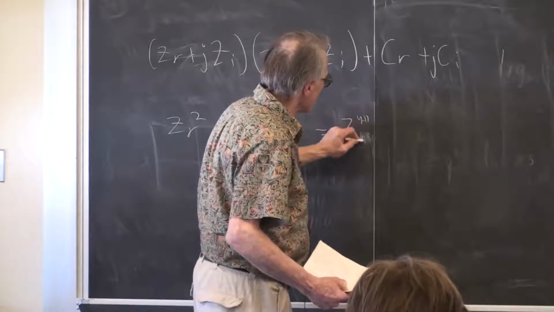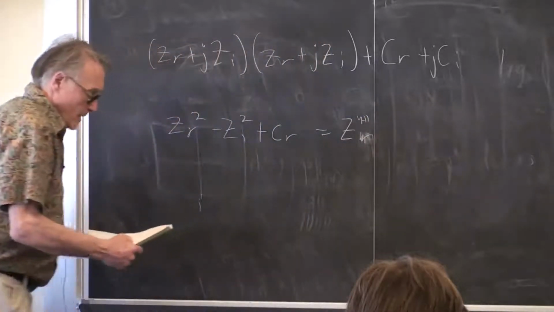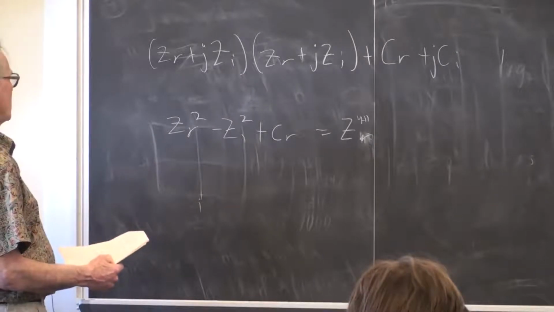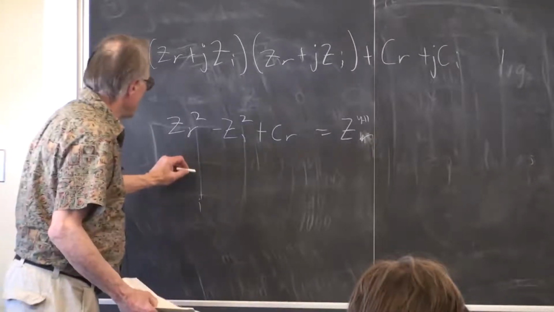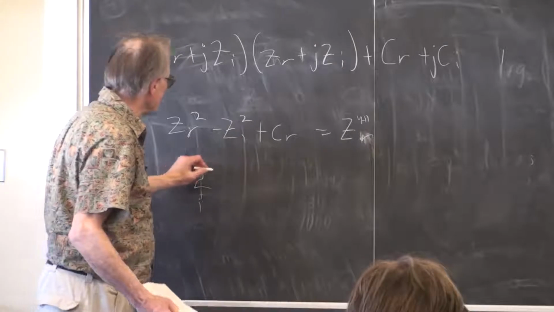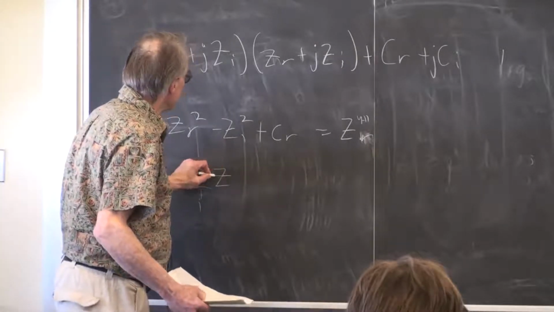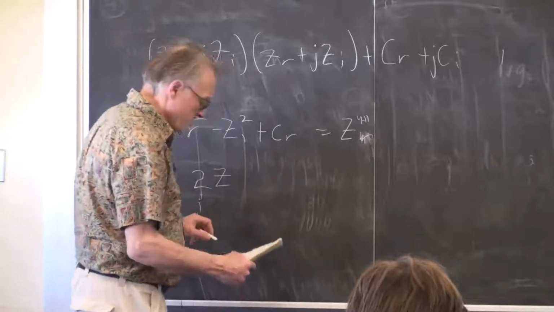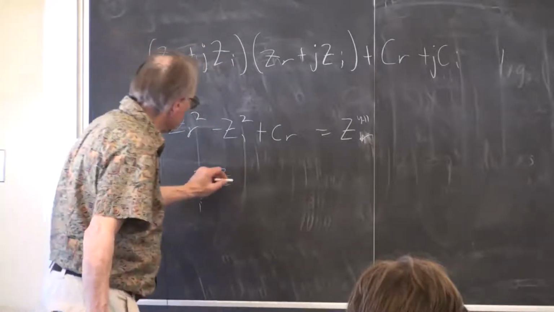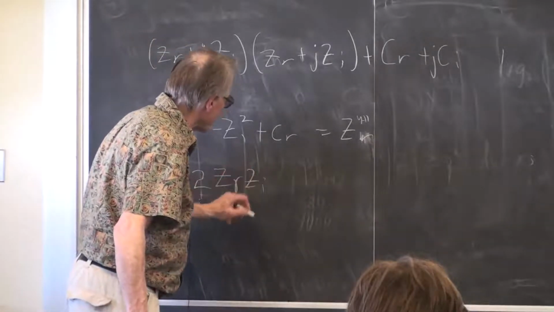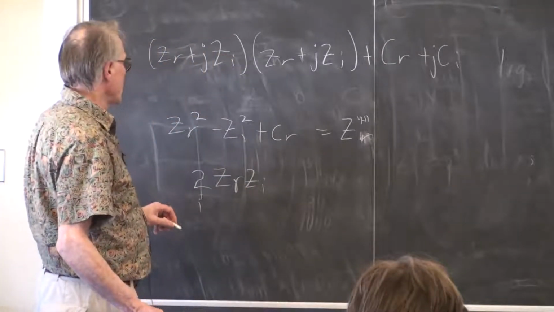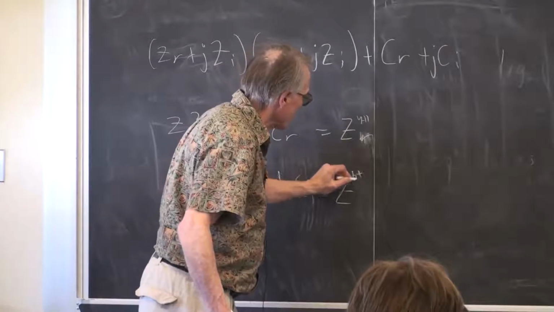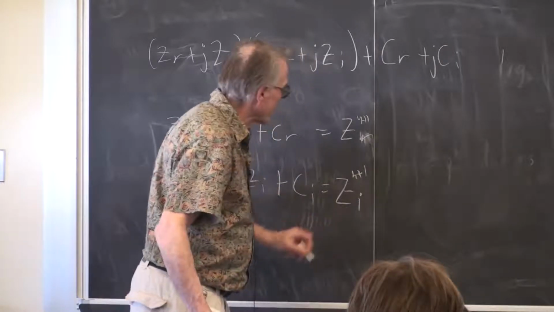Zn plus 1 real, and two times Z real times Z imaginary, 2 times Z real times Z imaginary plus C imaginary is going to be Zn plus 1 imaginary.